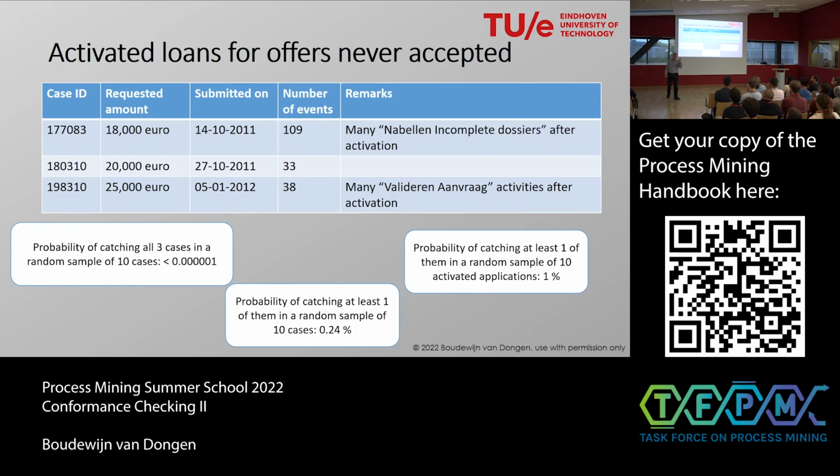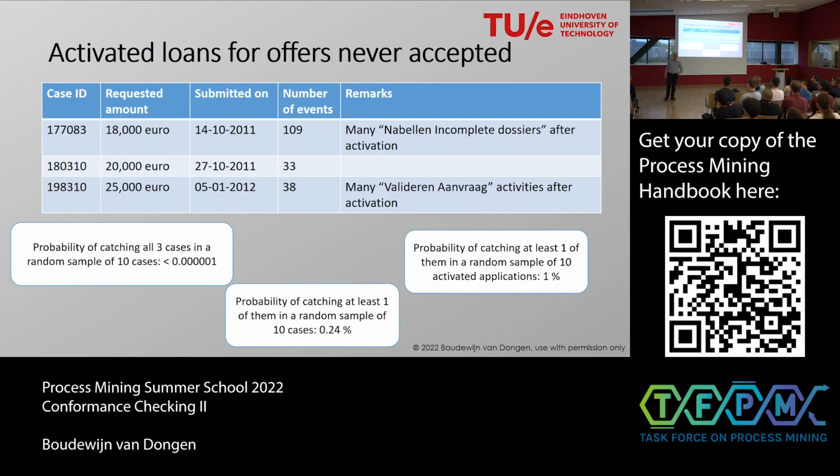But we talked about compliance and conformance compliance just before. The probability of finding all 3 of these cases in a random sample of 3 is practically 0. Even catching one of them in a random sample of 10 cases is only 0.25%. So if an accountant looks at this data, they take a random sample of 10 of these process instances, they go through the details and they say, you did a brilliant job, bank. Right? Nothing went wrong here. My statistics tell me that nothing was wrong. But there's still 63,000 euros missing.